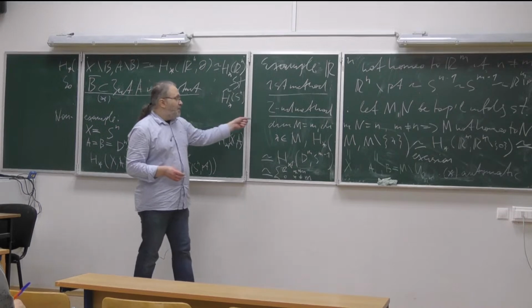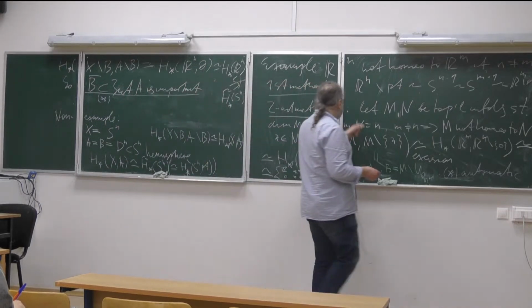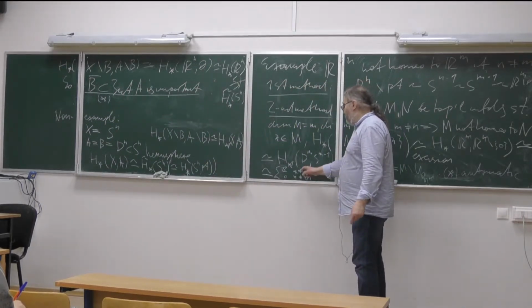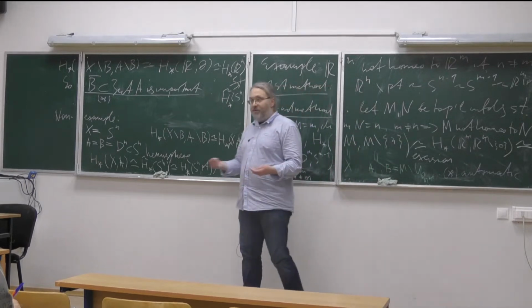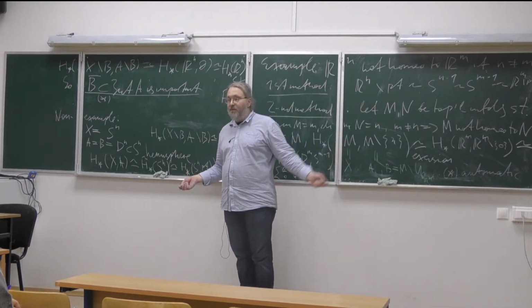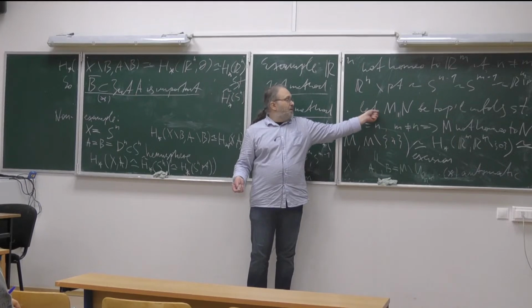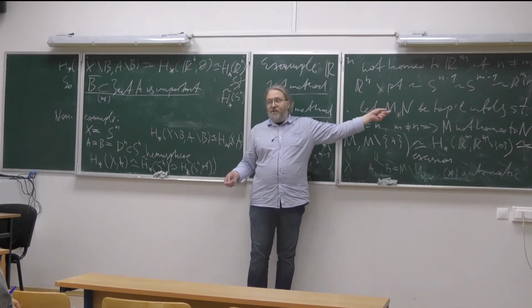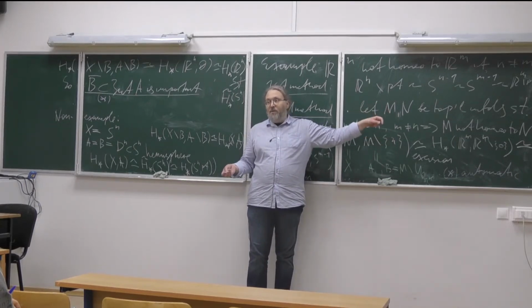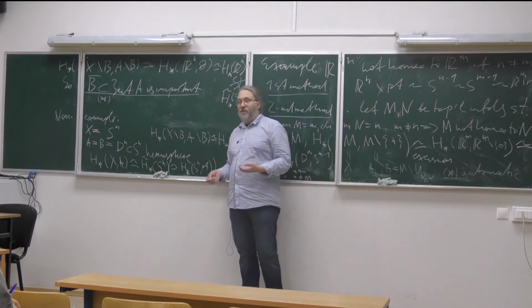Okay, so we can do the same for n, and we get Z in a different degree, which means M and N are not homeomorphic.